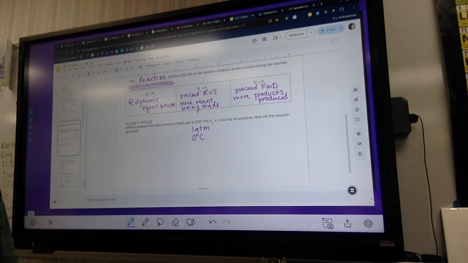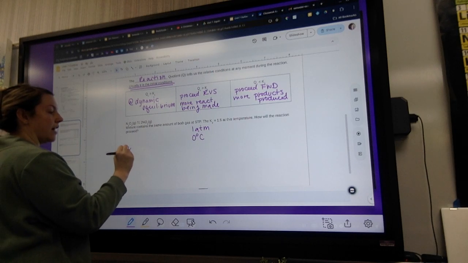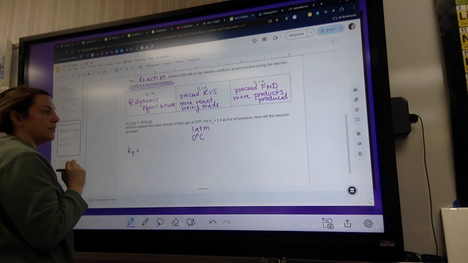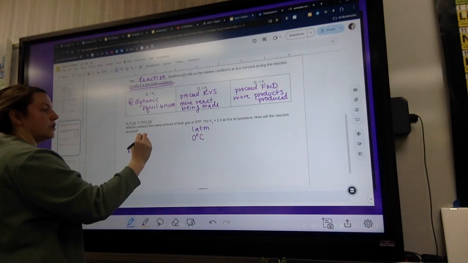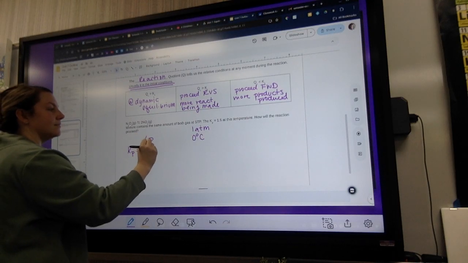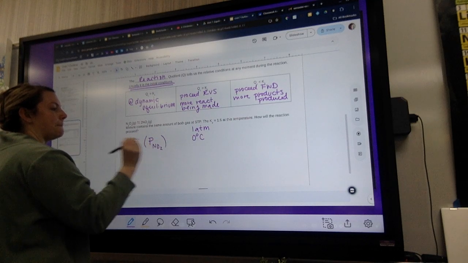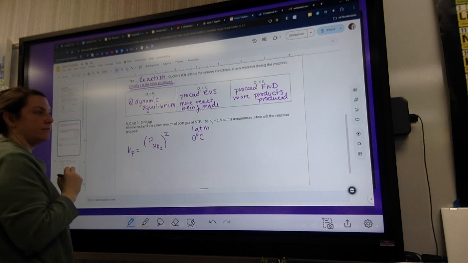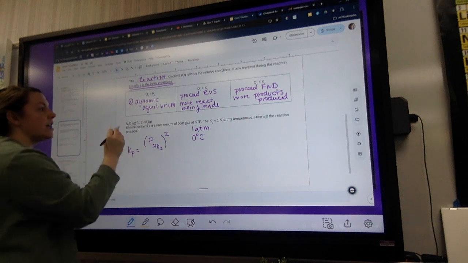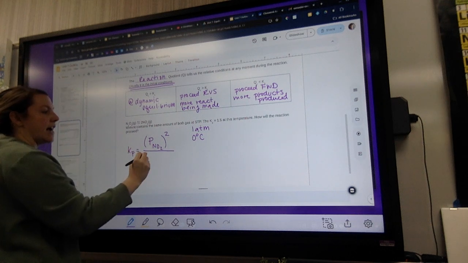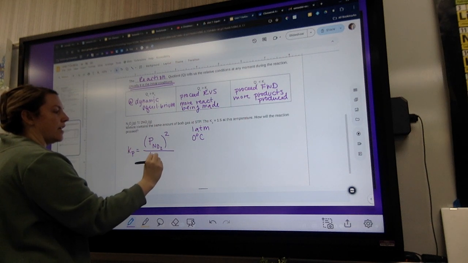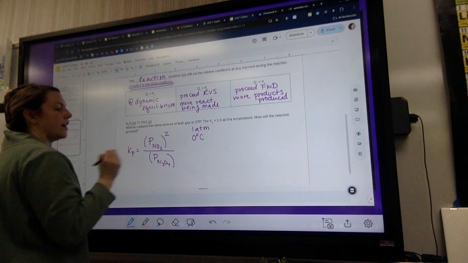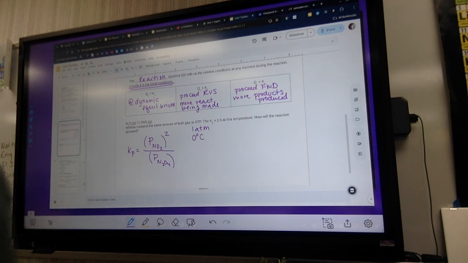Okay. So first off, let's write our Kp because they're telling us pressures. Our product is N2, so it'd be P of N2, and it's going to be squared, right? This is the coefficient. And then we have one reactant, so the pressure of N2O4, and it's just to the first power because there's no coefficient there.